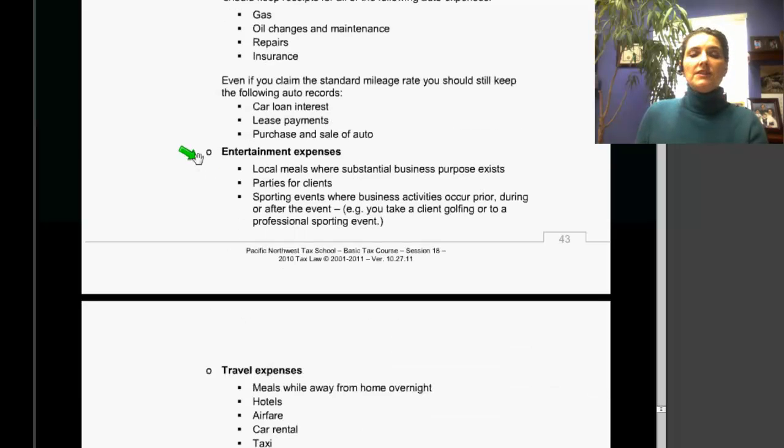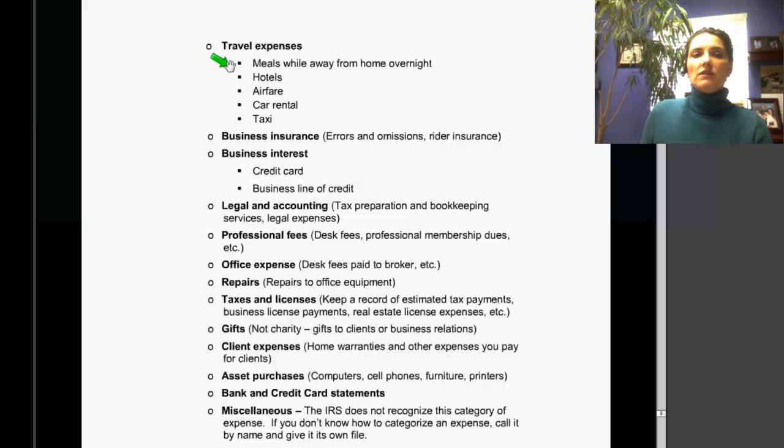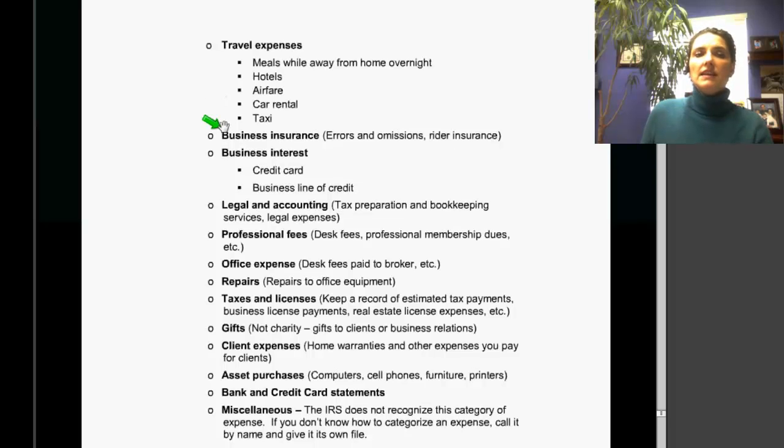Entertainment expenses. The types of records you should keep for entertainment expenses include things like receipts for local meals where substantial business purpose exists behind those meals, a party you may have held for your clients, sporting events where business activities occur prior, during, or after the event. For example, you take a client golfing or to a professional golf sporting event. In the category of travel expenses, you would include meals while away from home overnight, hotels, airfare, car rental, and taxi, but remember that the meals have to be specifically separated out because they are going to have a 50% limit applied to them in most cases.